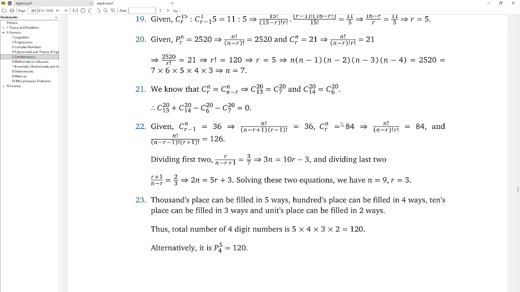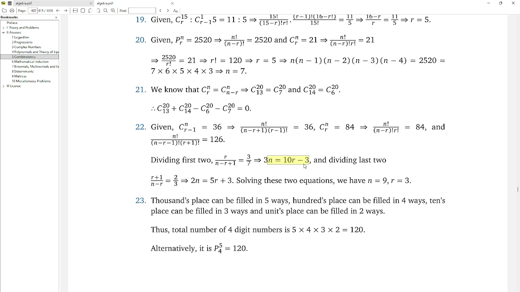So we divide the first two, we get n by r by n minus r plus 1 is equal to 3 by 7. That is 3n is equal to 10r minus 3. And we divide the last two, that is this and this. We get r plus 1 by n minus r is equal to 2 by 3. So 2n is equal to 5r plus 3. So we have two equations, two unknowns. We solve, we get n is equal to 9, r is equal to 3.